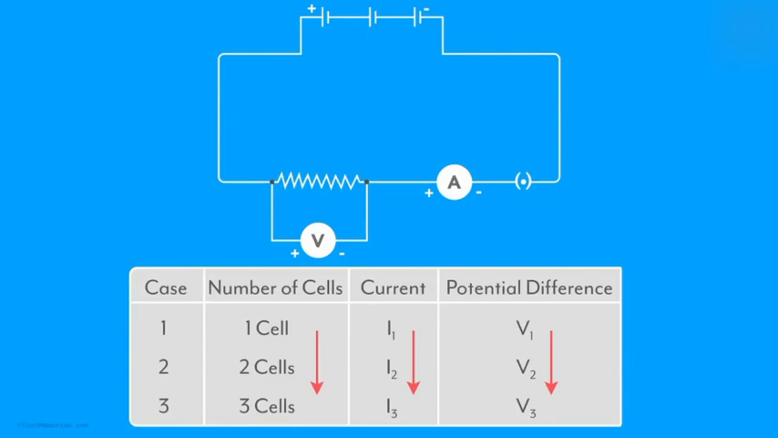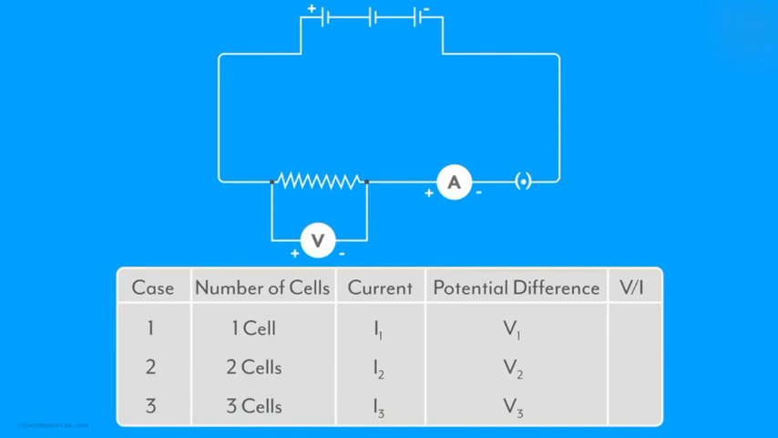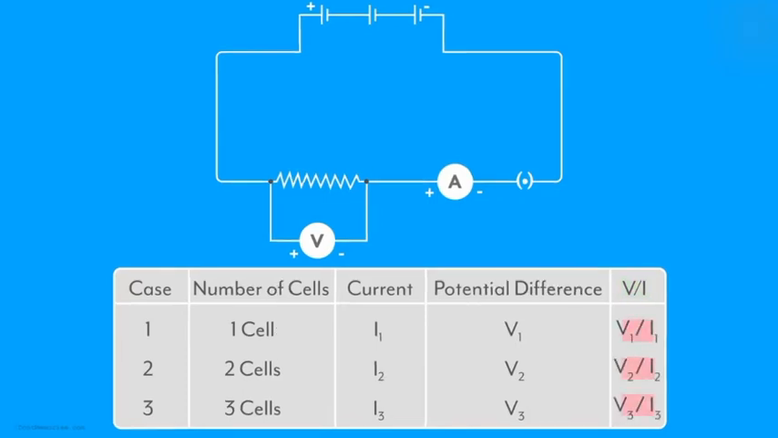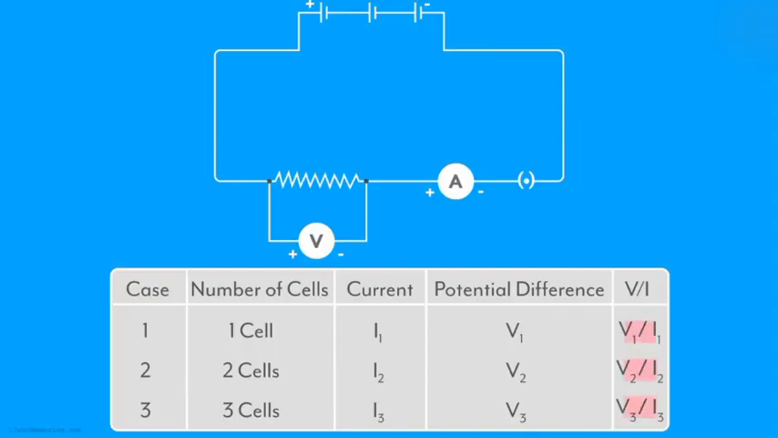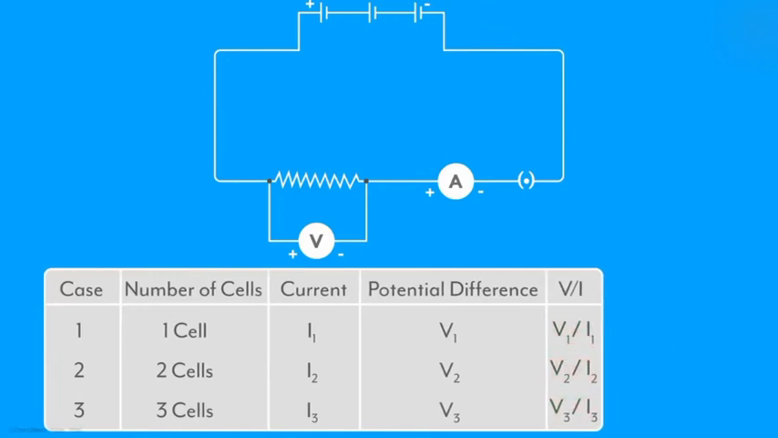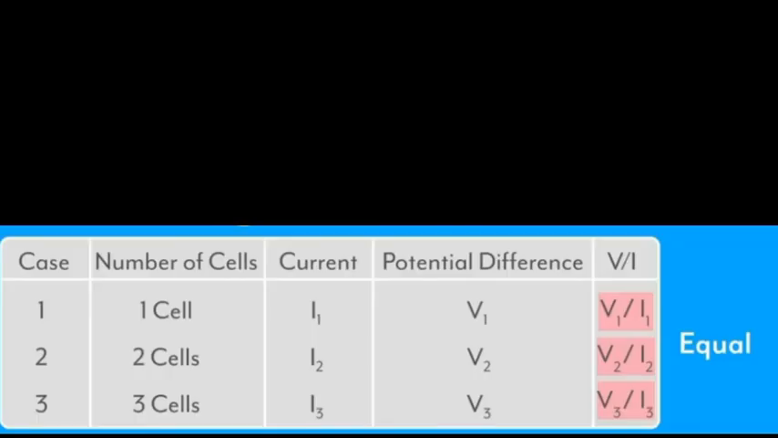Then we add one more cell, and note down the corresponding current and potential difference values. We tabulate these values of current and potential difference. After tabulating, we find the ratio between the current and potential difference for each case: first when one cell is included, next when 2 cells are included in the circuit, and the same way for 3 cells and 4 cells.